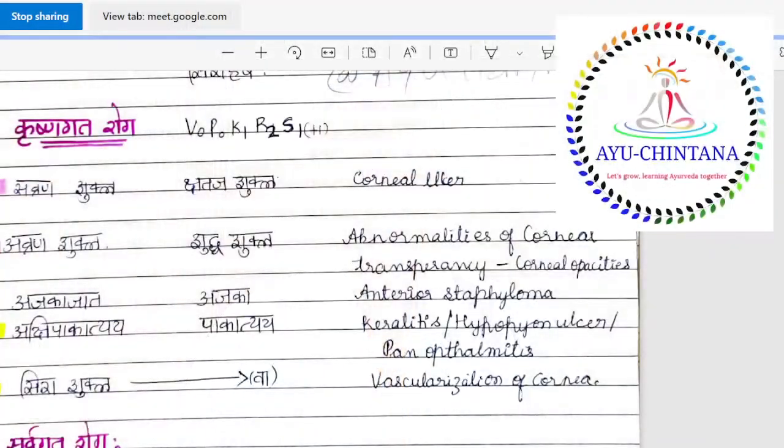So until today we have completed the Sandhigata Roga as well as the Shuklagata Roga. Sandhigata Roga we have seen there are 9 in number, and Shuklagata Roga we have understood that there are 11 in number according to Acharya Sushruta. And today we are discussing Krishnagata Roga as per Acharya Sushruta. And how many are they in total?